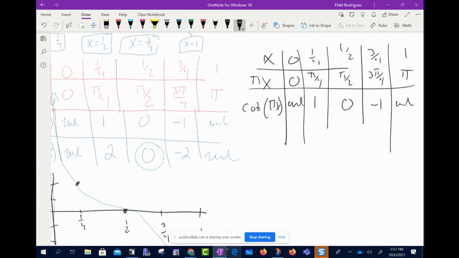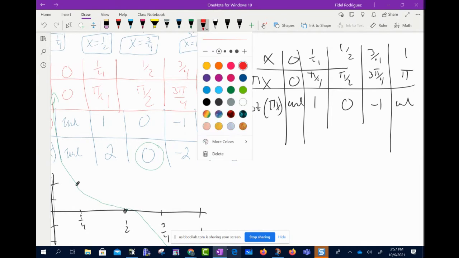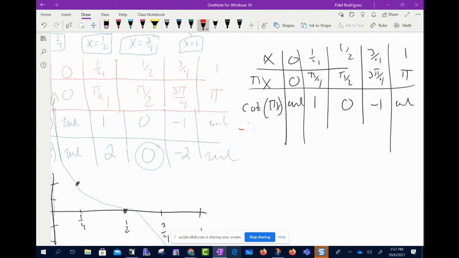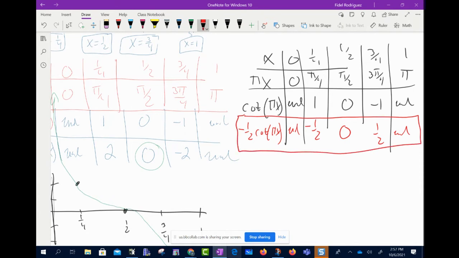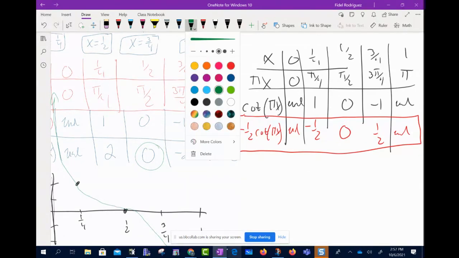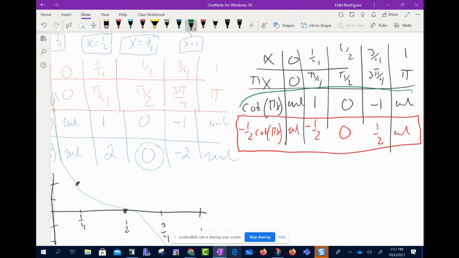undefined, 1, 0, -1, undefined again. But now what's different from this one to the other one is now we have a -1/2 right in front of it, right? So look, this is still undefined. This is now a -1/2. That's 0, +1/2, and undefined, right? Does that make sense on how I was able to do that part? Because the only thing that was changing was we now took these numbers right here and we multiplied them by a -1/2, right?